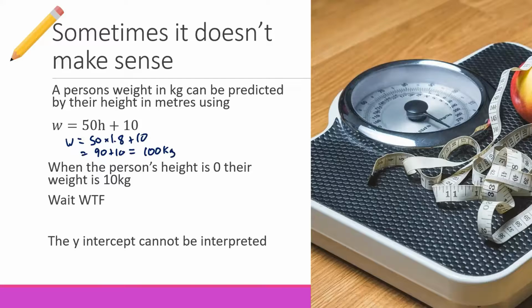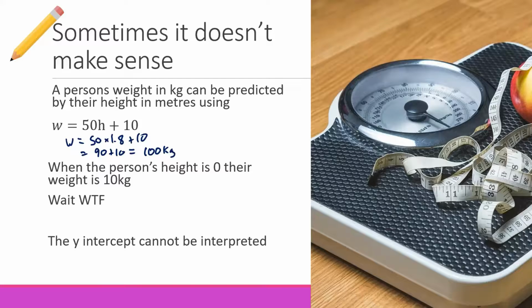But you could also look at this. So let's just say you were trying to interpret the y-intercept. When the person's height is 0, their weight is 10 kilograms. And then you might get to the point where you realize, wait, hold on a second, that doesn't make sense. How can someone with 0 height have weight? You're also saying that if you are 1 centimeter tall, then you will weigh about 10 kilos. It's just not logical.